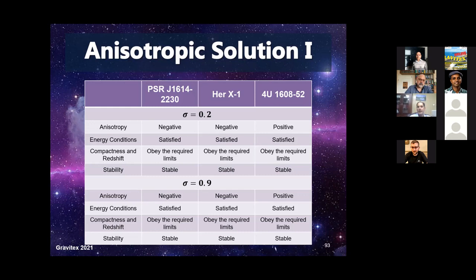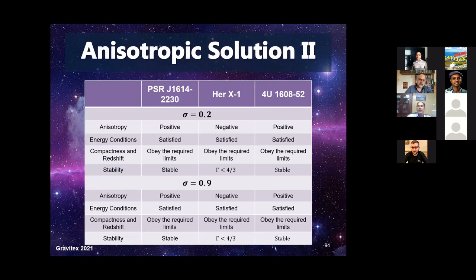Behavior is similar for sigma equal to 0.9. And for the second solution, we can see that here it is positive, here it is positive, but here it is negative. Energy conditions are satisfied. Compactness and redshift parameters obey the required conditions. And here we see that they provide stability in most of the cases. So in fact, we can conclude that both our constructed solutions through this technique are physically acceptable as well as stable. Thank you very much.